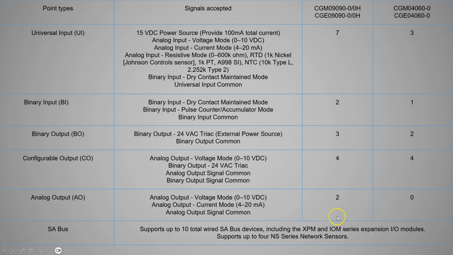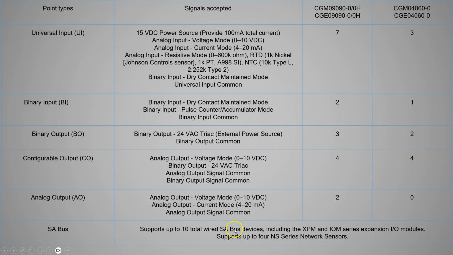Now, the larger one has 2 extra analog-only outputs that can only do either 0 to 10 or 4 to 20. So there is an option to output 4 to 20 on a JCI device, but you do have to buy the 9090 controller to make this happen.